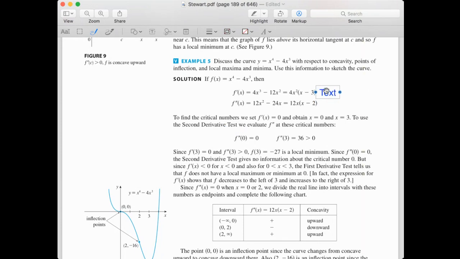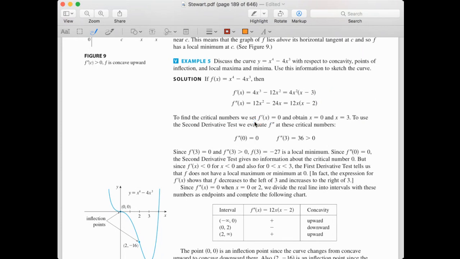We set this one to be 0. Oh, okay, it's down there actually. I don't have it right here. It's here. So we set the first derivative equal to 0, and we obtain 0 and 3 to be the two critical numbers.